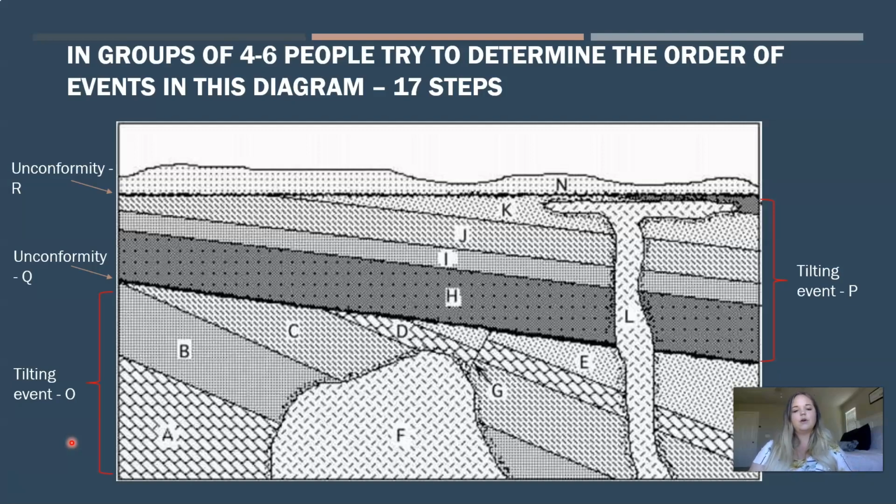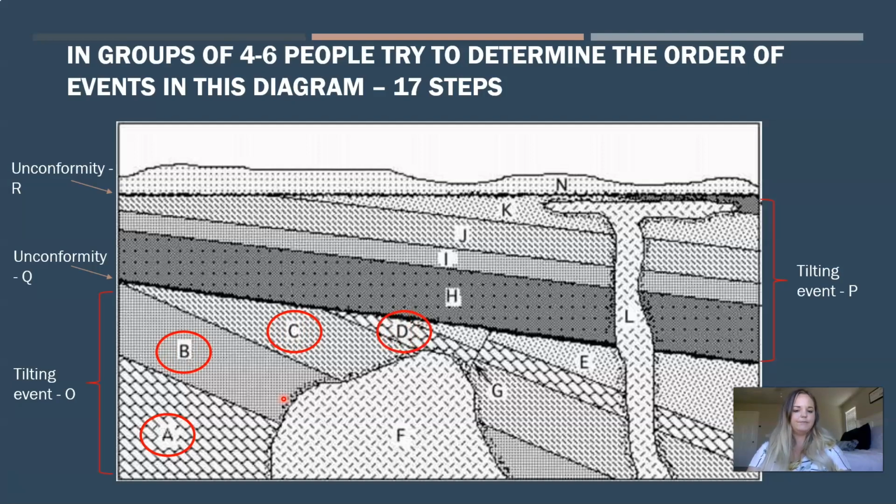Okay, so for the oldest one here, you're going to want to start at the bottom because of the principle of superposition. The oldest should be towards the bottom. You know that there's a tilting event of some layers, but those layers have to be there before they can be tilted. So the oldest is likely A. And then on top of A would be B. Then we'll see C.